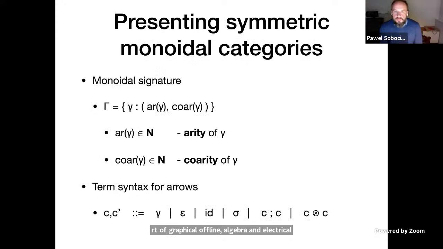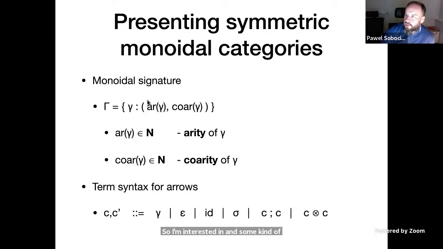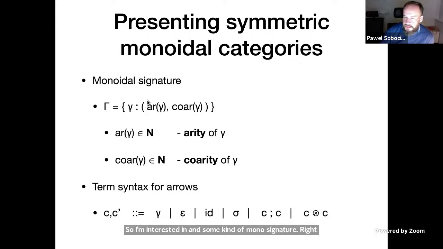Okay, so let me start with my story of string diagrams. I like to think of string diagrams as syntax, right? So therefore, I like to present them the way computer scientists present syntax. And computer scientists present syntax typically by some kind of recursive syntax definition, something like a Backus-Naur form definition, right? And it's not very difficult to do this for string diagrams. So I'm interested in some kind of monoidal signature, right? So these are my basic operations with which I'm going to construct my string diagrams.